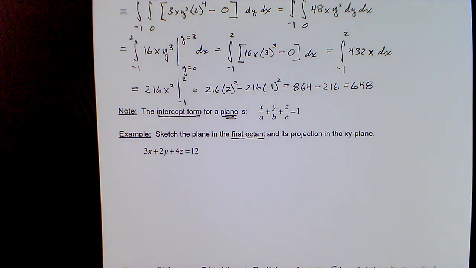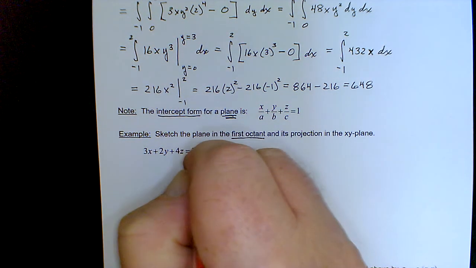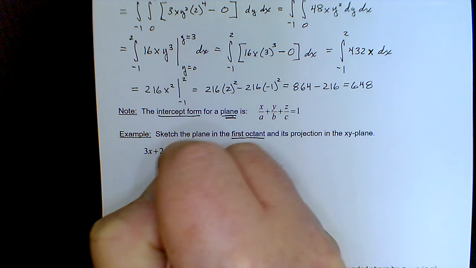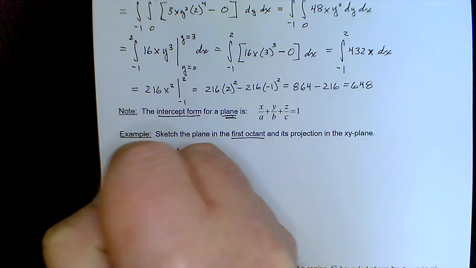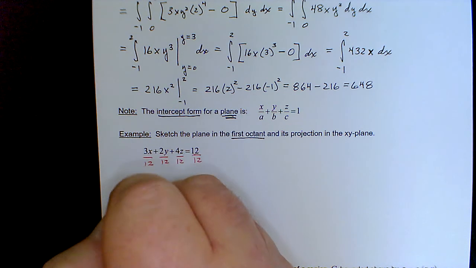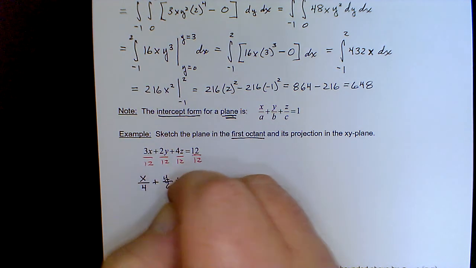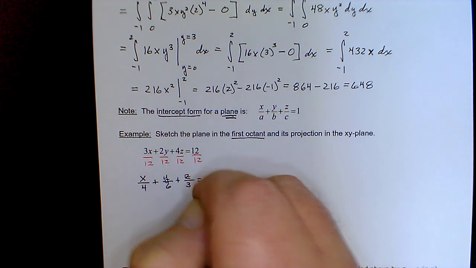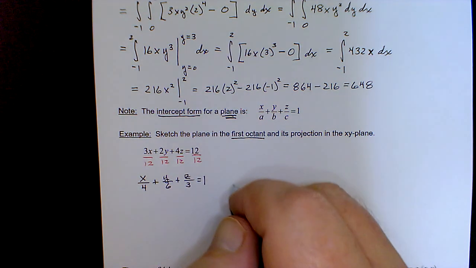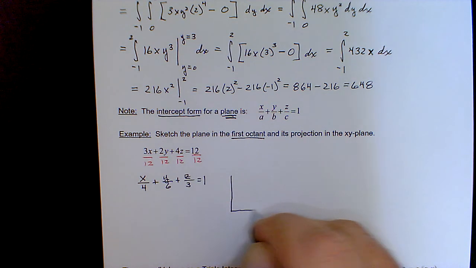And so the standard form is obtained by setting it equal to 1, by dividing by whatever the number is on the left-hand side here. So we're going to divide everything by 12. So this becomes x over 4 plus y over 6, and then plus z over 3 equals 1. And then we could sketch the plane easily.